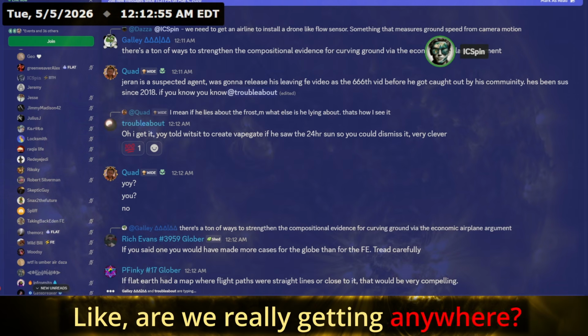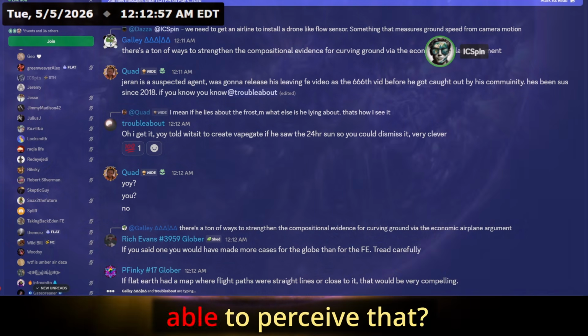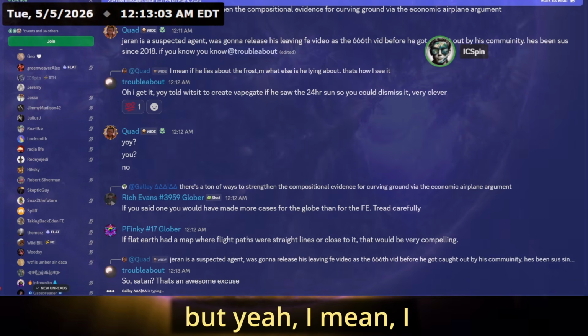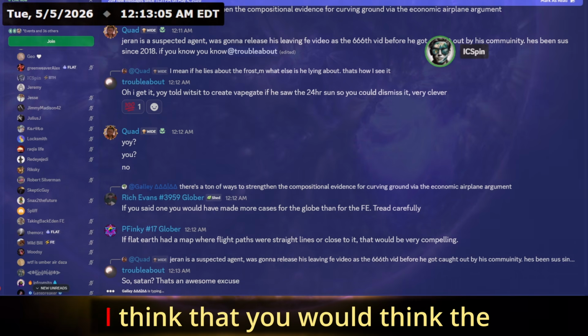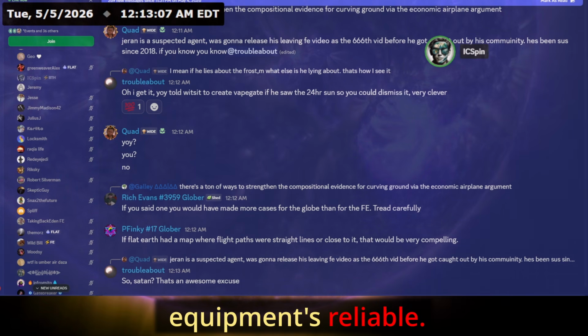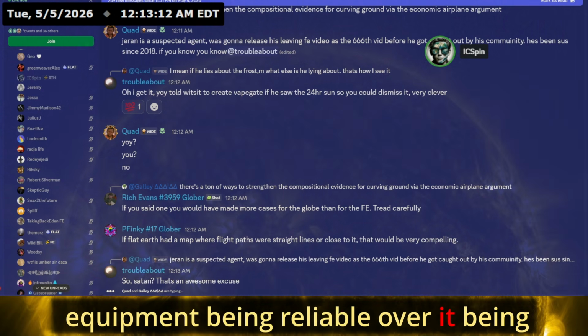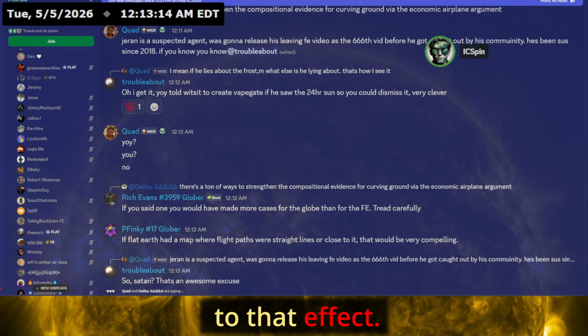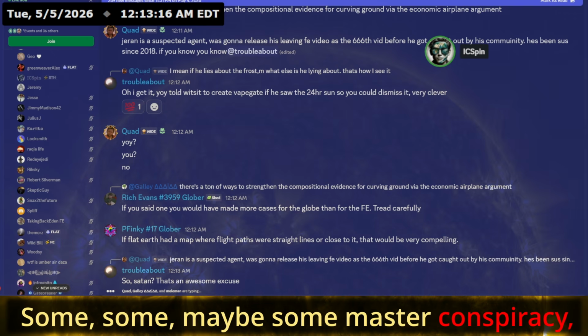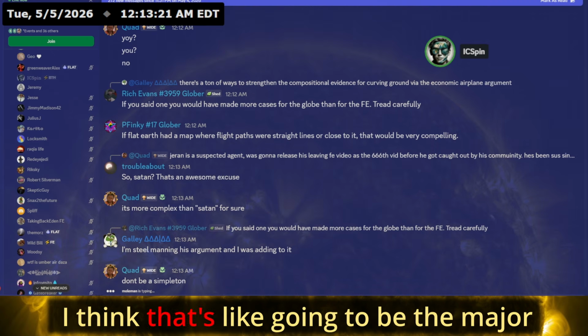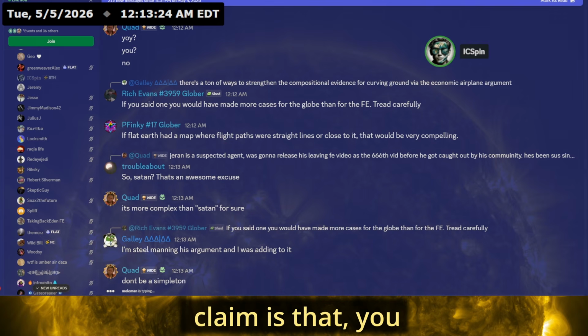Like, are we really getting anywhere? But at the end of the day, are we able to perceive that? I guess it's more of a general question. But yeah, I think the equipment's reliable. I think that you would think the equipment's reliable. I don't know that you would trust the equipment being reliable over it being built in or something to that effect. Maybe some master conspiracy, with all due respect to the flat Earth. I think that's going to be the major claim, is that they might be told.